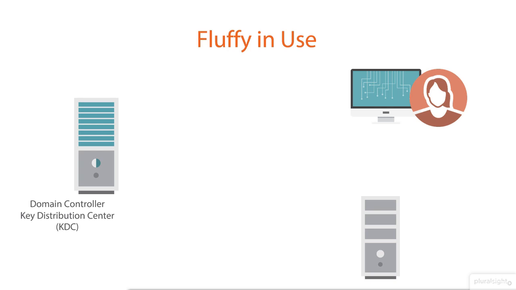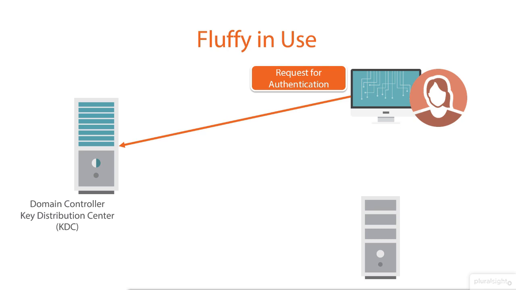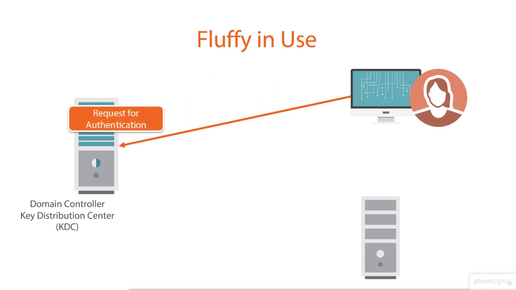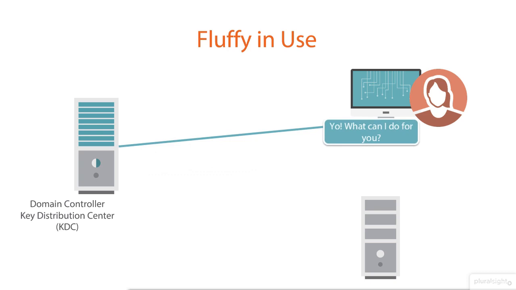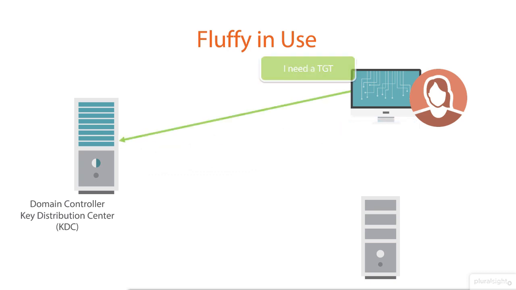Well, again, the user is going to make a request to the domain controller saying, I need to be authenticated, please. The domain controller responds back with a, yeah, what can I do for you? I can authenticate you. The user's computer then says, I need to get a TGT. This is short for a ticket granting ticket. Think of it as a hall pass.